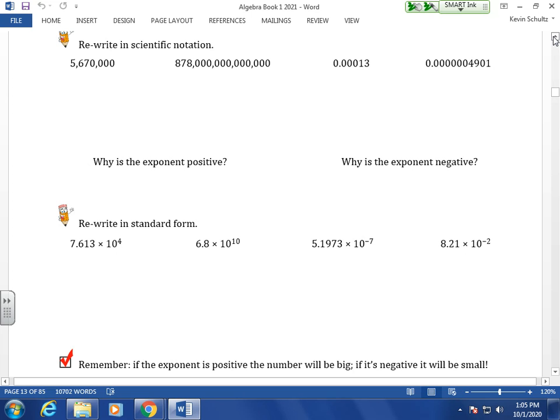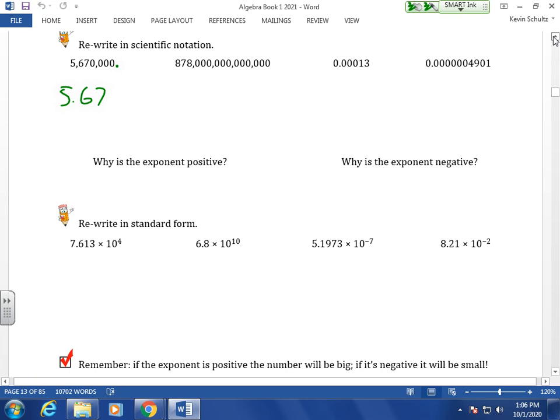Okay, so rewrite in scientific notation. We've got 5,670,000. What two numbers will our decimal point go between? 5 and 6. And then our 7 is going to follow as well. All the zeros do end up getting dropped off here. But how many times do we have to move that decimal point to get from 5.67 back to where it is in the original number?